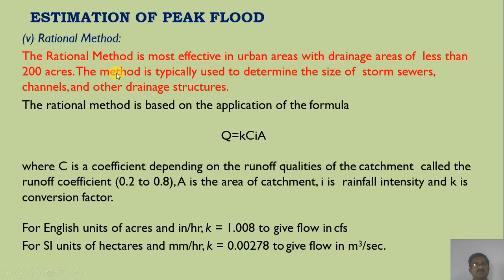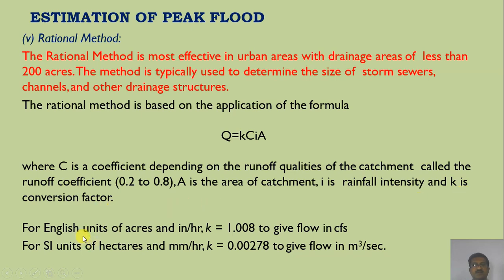Next is the rational method. The rational method is most effective in urban areas with drainage areas of less than 200 acres. This method is typically used to determine the size of storm sewers, channels and other drainage structures. The rational method is based on the formula Q is equal to K into CIA, where C is the coefficient depending on the runoff qualities of the catchment, called the runoff coefficient, generally 0.2 to 0.8. A is the area of catchment, I is the rainfall intensity, and K is the conversion factor.